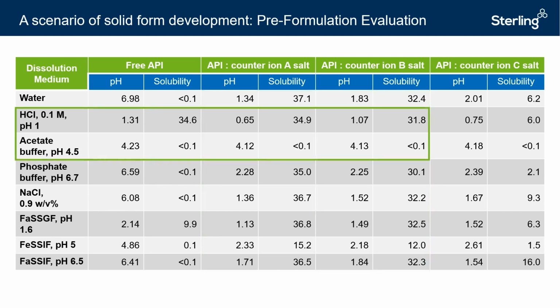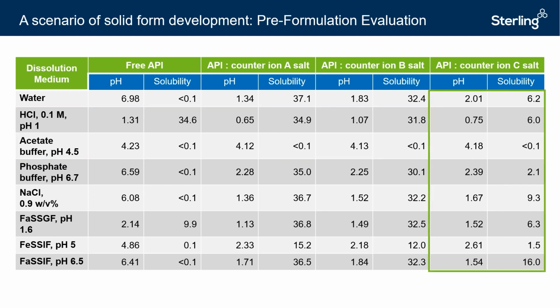The free API was much less soluble than both salts, except in 0.1 molar hydrochloric acid and the acetate pH 4.5 buffer, where the solubilities, compared to the salts, were similar. The HCl buffer demonstrated a near 30 mg/ml solubility, and the acetate buffer demonstrated an almost non-existent solubility. The solubility and pH characteristics of the counterion C salt lay somewhere between those of the other two salt versions and the free API.